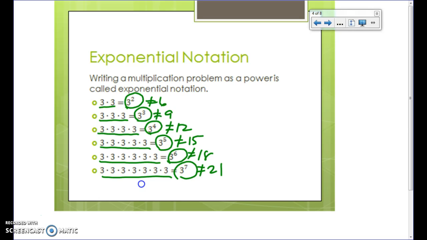Okay, this is a shorthand way of writing a huge problem out. So it's really a convenience to you to be able to use this exponent instead of writing down a problem with a whole bunch of numbers in it. Okay, it's a shortcut.